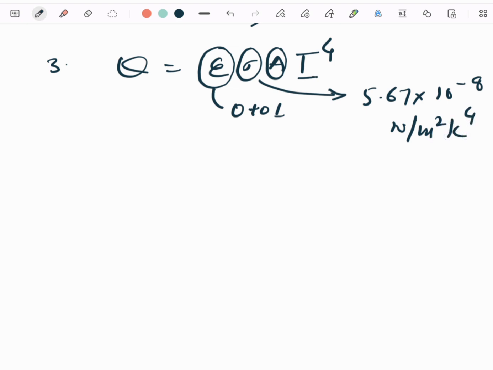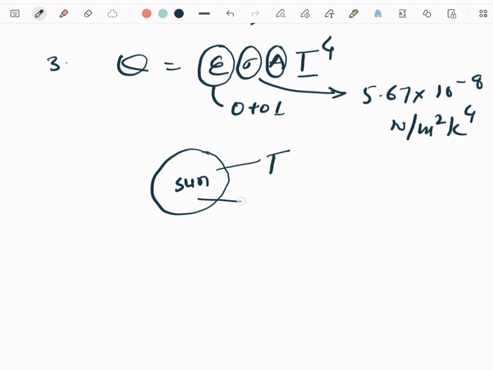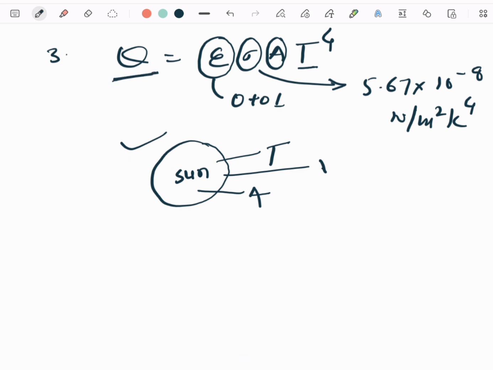Okay, let's take an example. Suppose you want to calculate how much radiation can be given by the sun. If the temperature of the sun is T, cross section area is A, and emissivity and sigma value are known to you, then you can calculate the radiative heat transfer from the sun by using equation number 3.